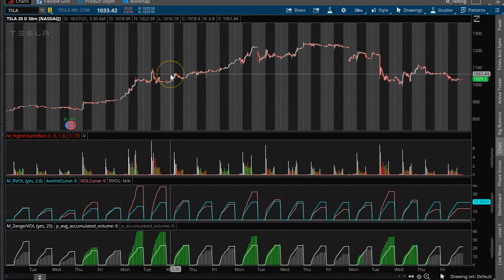But relative volume is a way to look at volume and to help you determine what stocks are in play for the day.